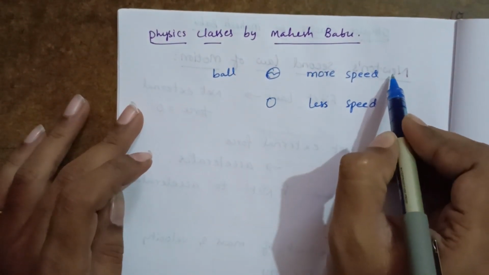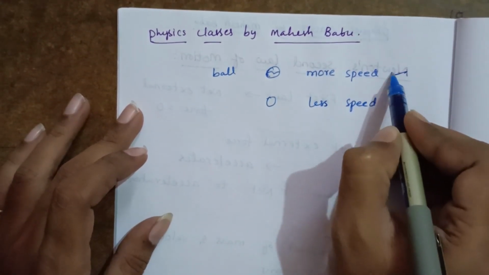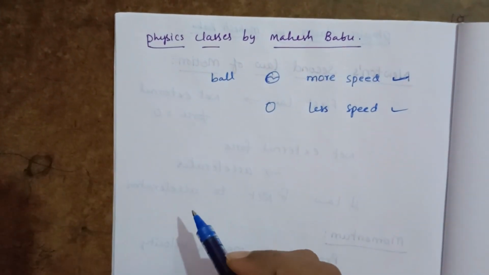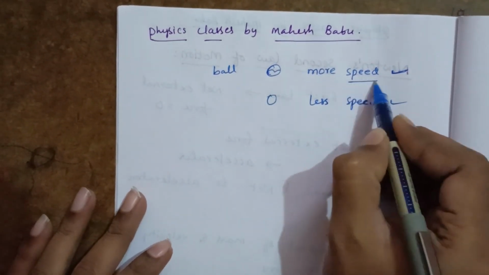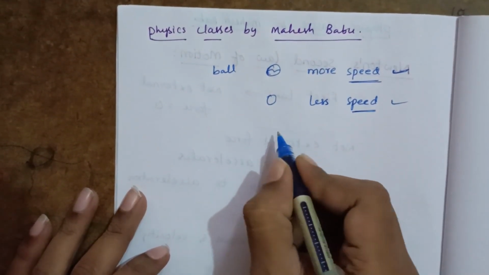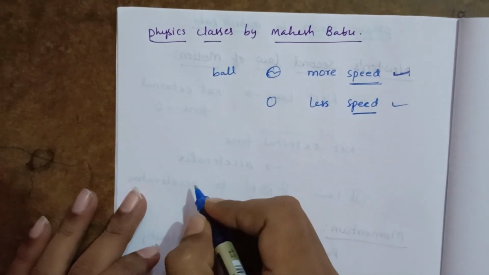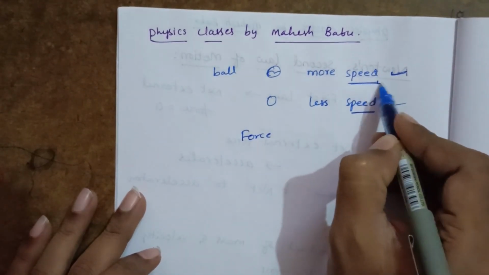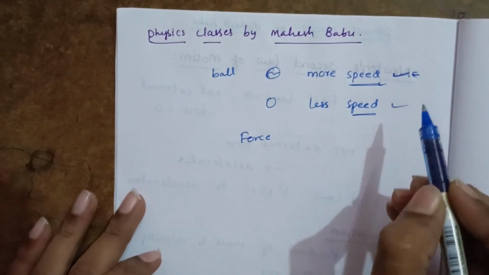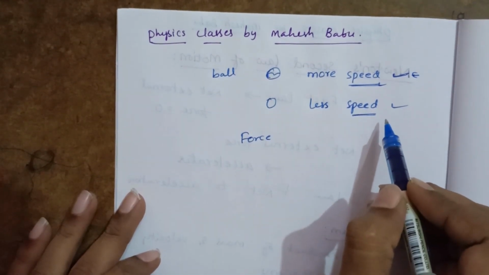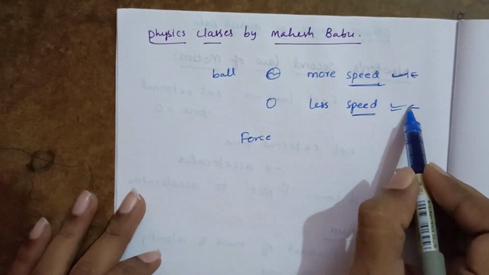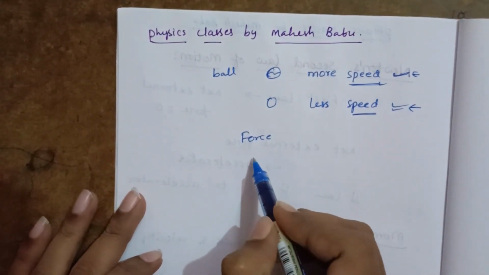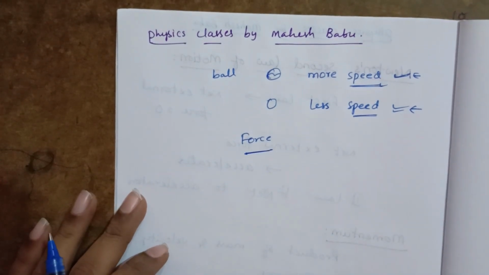So when we throw the ball with more speed, it gives more impact compared to less speed. That means speed is also an important parameter in describing force. If a body is moving with more speed, we should apply more force to bring it to rest. If it is moving with less speed, we apply less force. So speed is also a parameter to describe force.